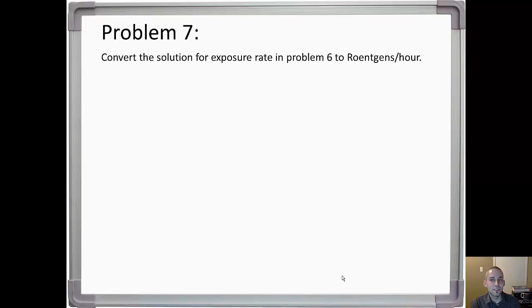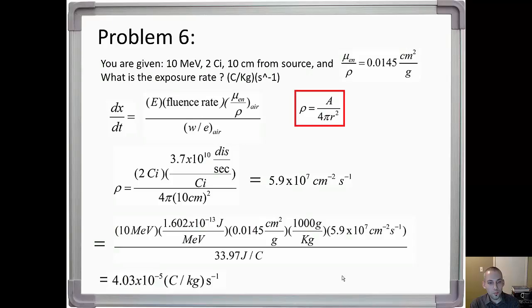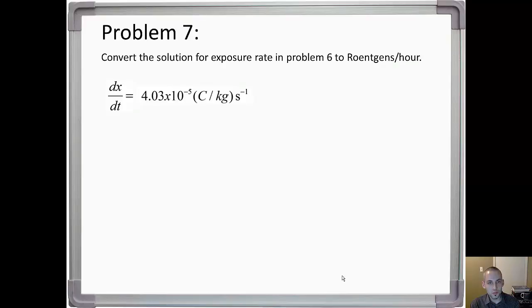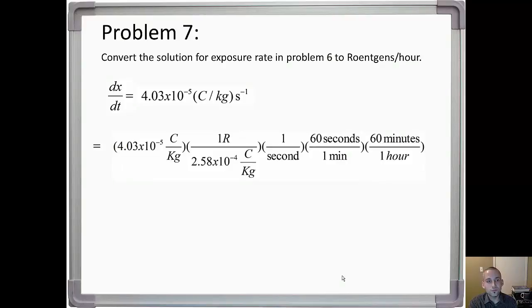Now, let's convert it to Roentgens per hour just for fun. Okay, that last solution: our solution was 4.03 times 10 to the negative 5 coulombs per kilogram per second. Let's convert it to Roentgens per hour. So we have our initial conversion for Roentgens, 2.58 times 10 to the negative 4 coulombs per kilogram. And then we're going to do just our time conversion. So 1 over seconds, we want it in hours, multiplied by 3,600.